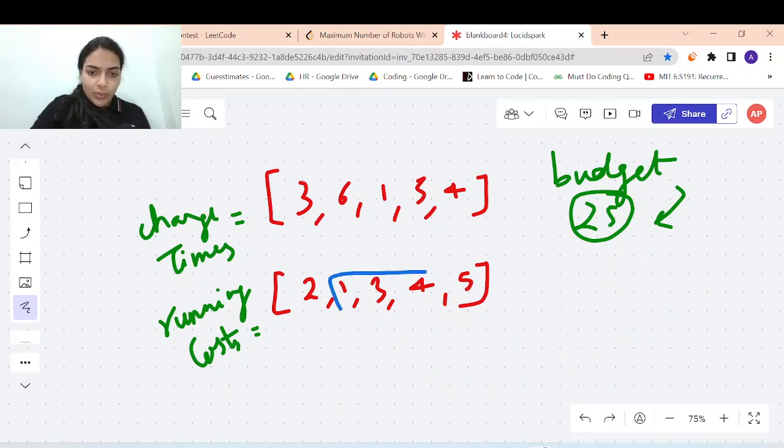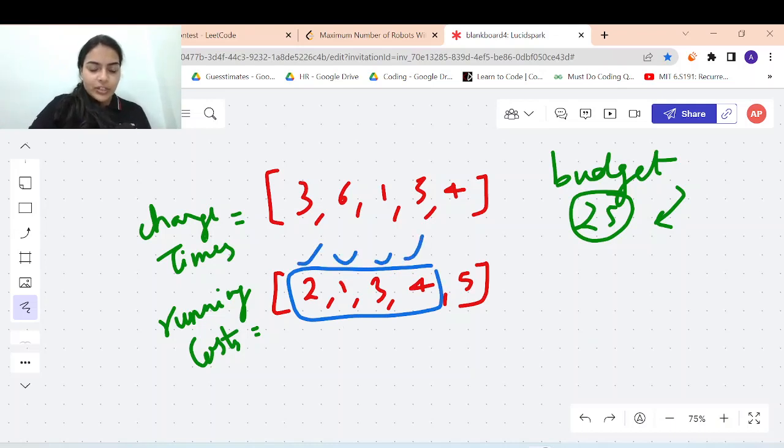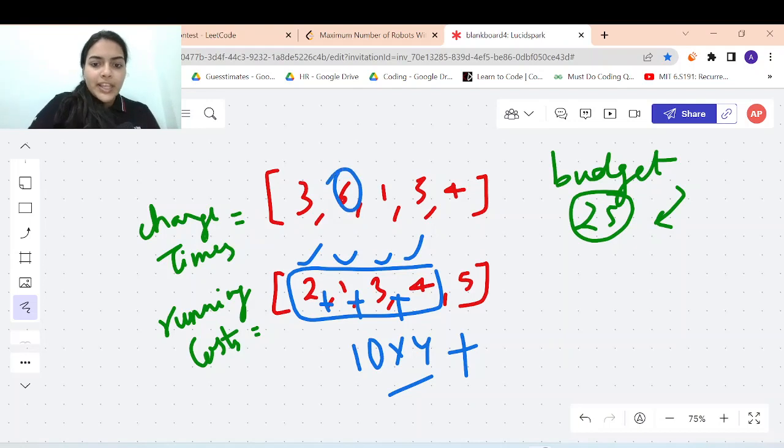Let's say you want the sum of these elements. We will start a sliding window from here. Let's say by calculating the total for these elements, it is exceeding our budget. Let me take one example. What is the running cost of these elements? 4 plus 3 is 7, 7 plus 1 is 8, 8 plus 2 is 10, 10 into 4 is 40, 40 plus the maximum here, which is 6, is 46. So it is exceeding our budget.